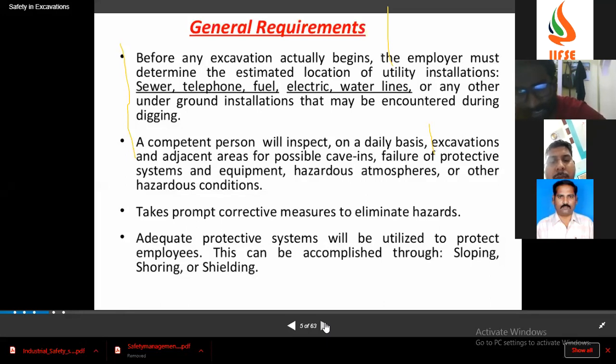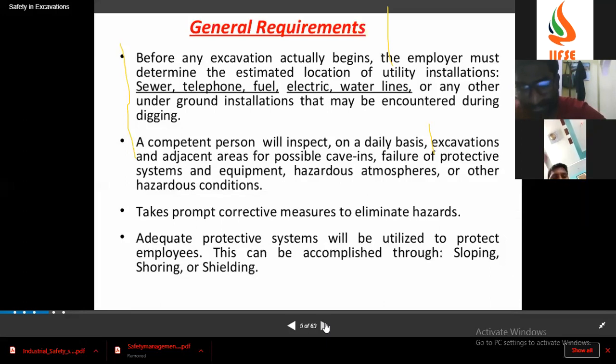The first thing: the employer must determine the exact locations of utility installations. What do you mean by utilities? Sewers, electrical cables, water lines, gas pipelines, telephone, all come under utilities. We have scenarios in some firms where gas pipelines erupted due to excavation because of improper clearances. If excavation work is going on, the first thing a safety officer will ask is whether there is anything going underneath.